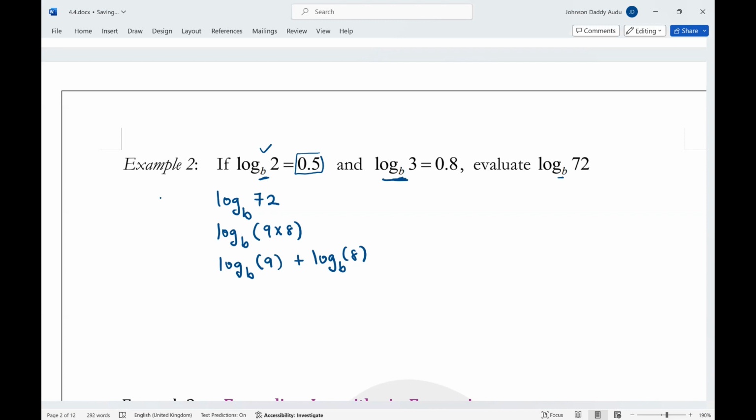So here, since this is 9, we can write this as log to base b of 3 squared, plus this we can write as log to base b of 2 to the power 3. So we can take 2 down. If you take 2, you will have 2 log to base b of 3 plus this will be 3 log to base b of 2, right?